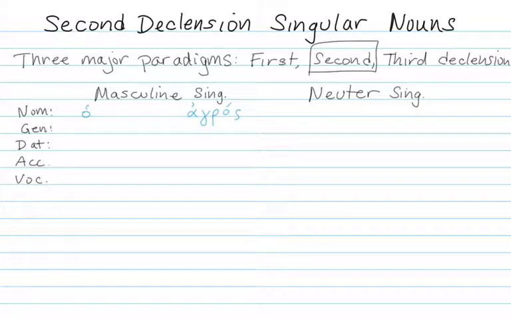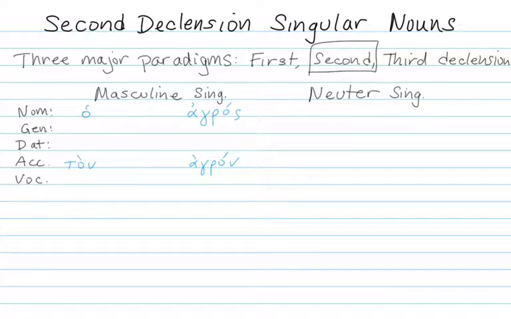So we've already learned the masculine nominative singular ho agros. Remember, this is for the second declension. We'll learn later that there are some third declension masculine nouns as well. But for now, anything that's of the form ho blank os is a second declension masculine singular. We've also already learned ton agron, the accusative.